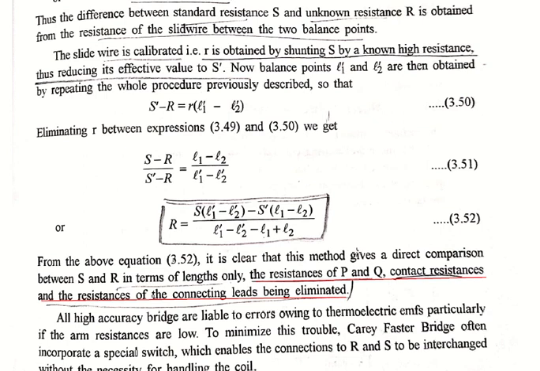All high accuracy bridges are liable to errors owing to thermoelectric EMFs, particularly if the arm resistance is low. We have seen the effect of thermoelectric EMFs in previous cases too. To minimize this trouble, Carey-Foster bridges often incorporate a special switch which enables the connections to R and S to be interchanged without handling the coils. So we have a switch across R and S to interchange them quickly without introducing any thermoelectric EMF. So this is all for the Carey-Foster slide bridge method.